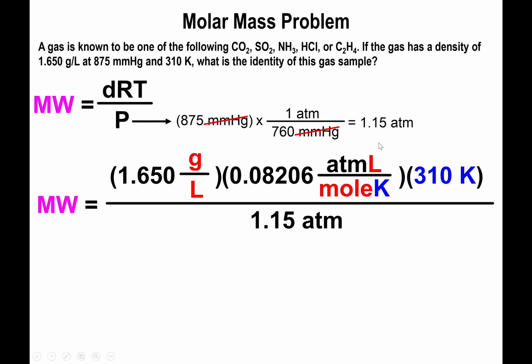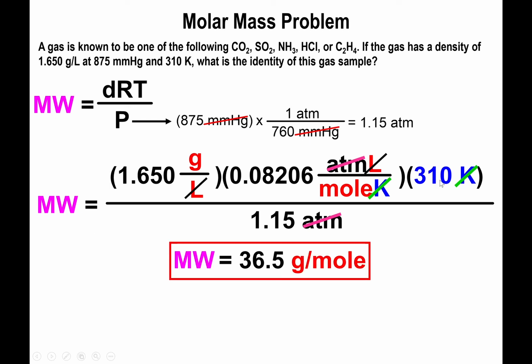Alright, now we plug everything into the equation. 1.650 grams per liter times 0.08206 atmosphere liter per mole Kelvin for the gas constant, 310 Kelvin for the temperature, and 1.15 atmospheres for the pressure. The atmospheres cancel out, the liters cancel out, the Kelvin cancel out, and all you're left with is grams divided by moles. In other words, units of molar weight. So the calculation leads to a value of 36.5 grams per mole.